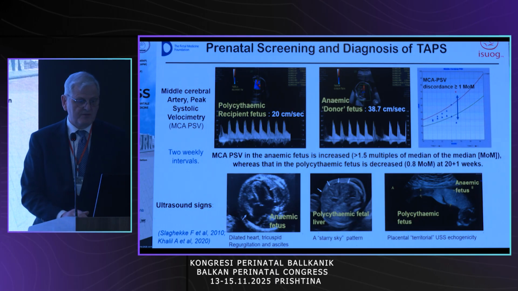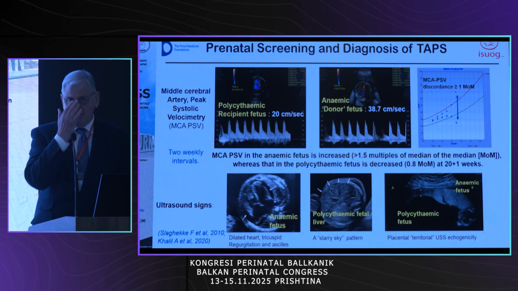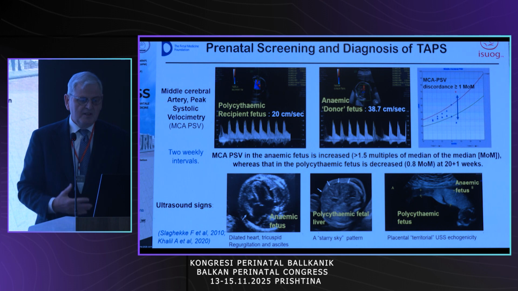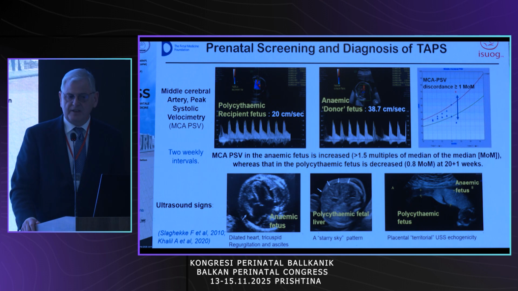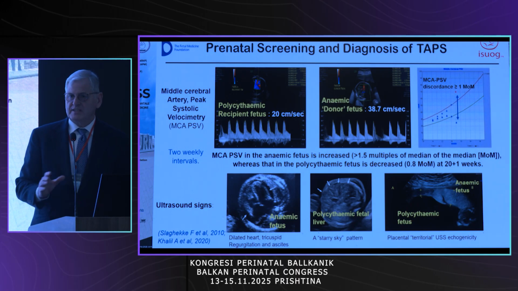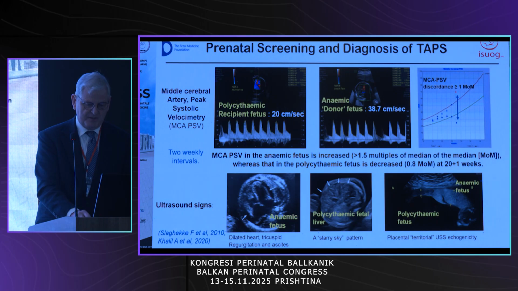But also looking for changes in cardiac dysfunction, including a pericardial effusion, a starry sky liver pattern within the fetal liver of the polycythemic fetus, and also a difference in echogenicity in the placenta between the placental territories between the anemic and the polycythemic fetus.